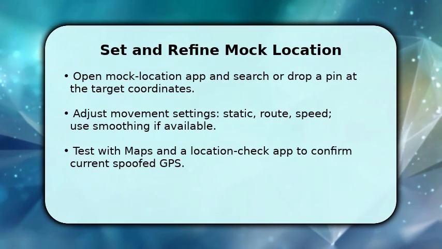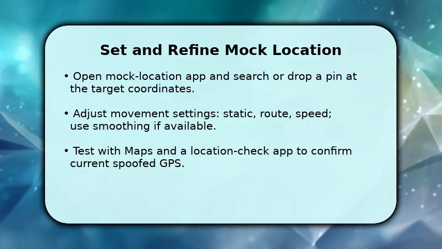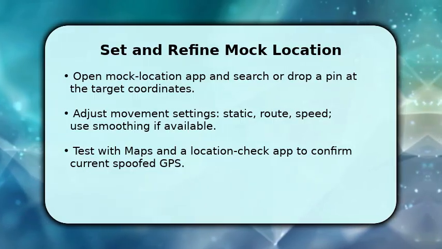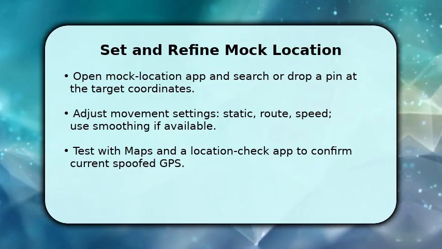Once done with setup, open your mock location app and choose the target spot by searching coordinates or dropping a pin. You control exact latitude/longitude. Next, refine how the phone moves.